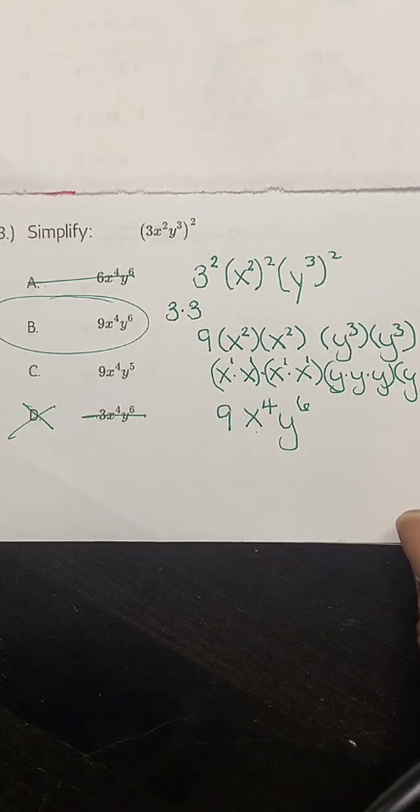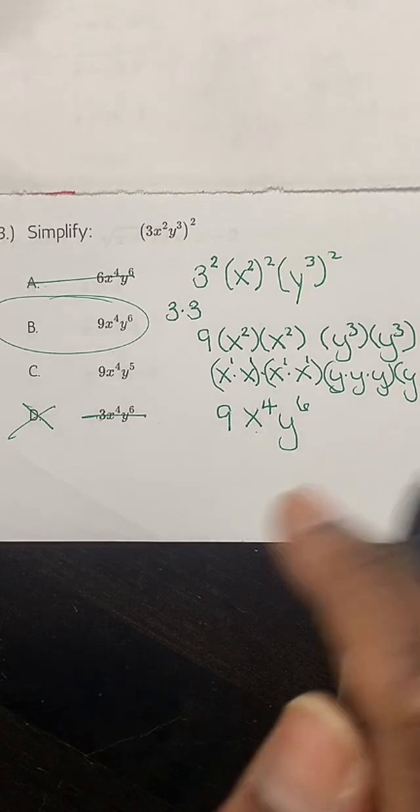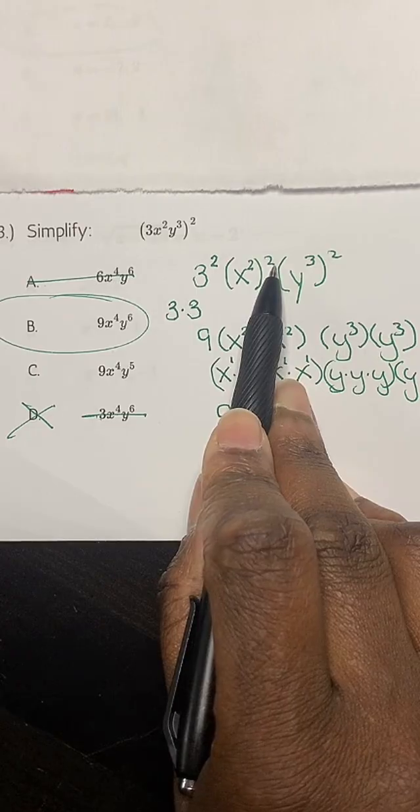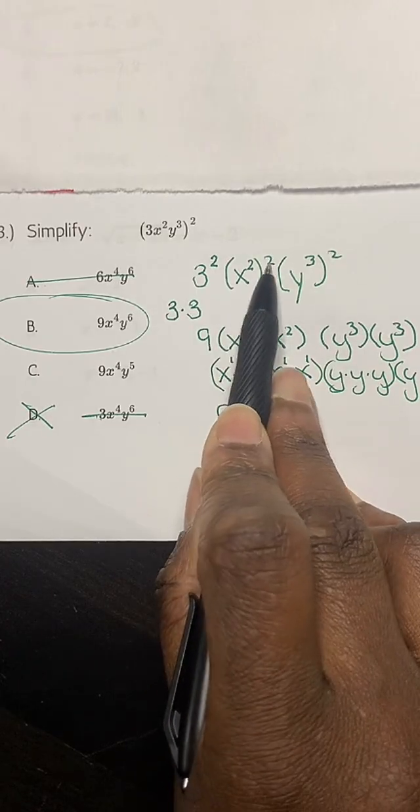Okay, so you add the exponents when you multiply. But when you have an exponent being raised to an exponent, you multiply the exponents.